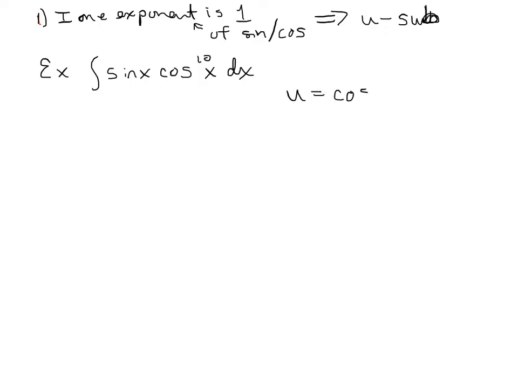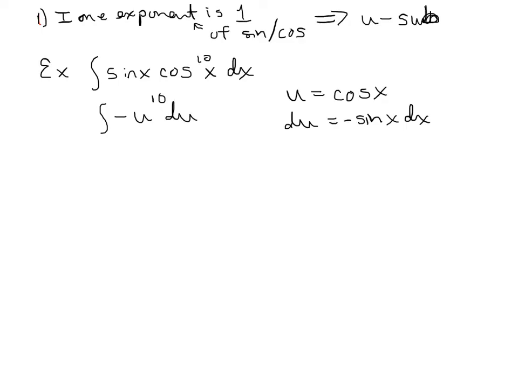If we choose u as cosine, then du would be negative sine of x dx. So we can rewrite this by plugging in that sine of x dx is negative du. And then we've got cosine, which is u, and that was raised to the 10th.